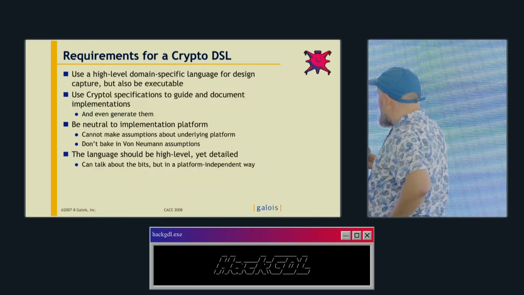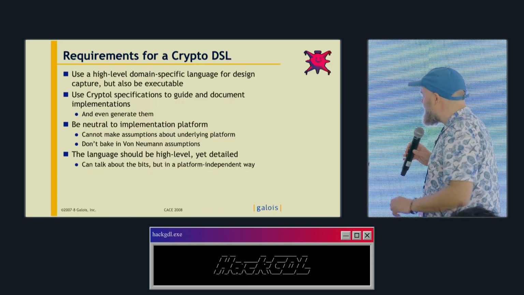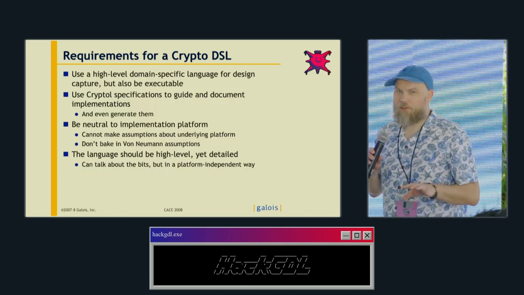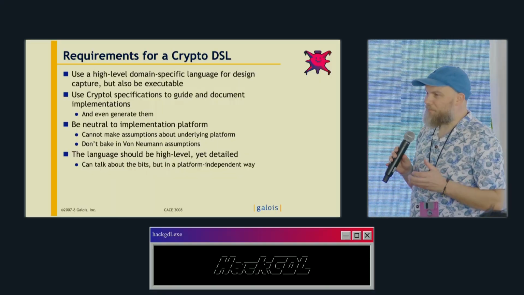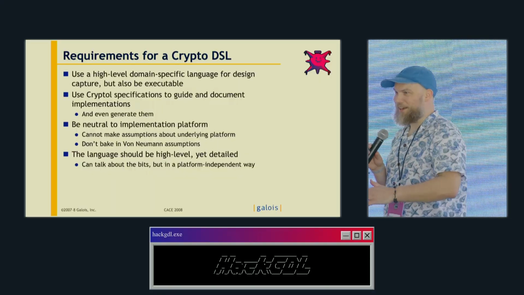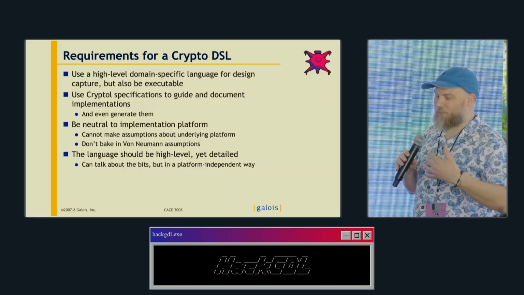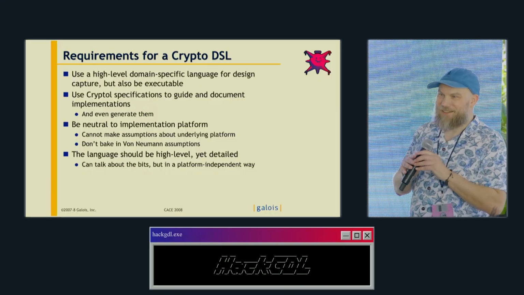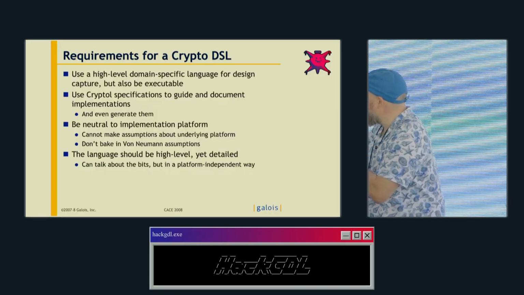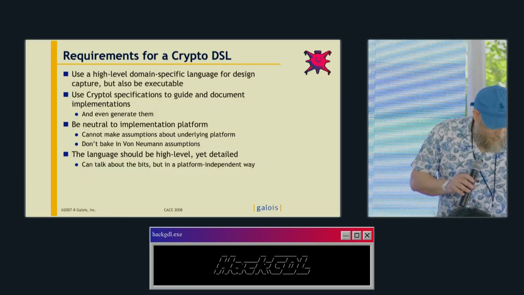And the language, of course, should be high level. But this is a tricky one. I talk a lot to cryptographers, and for them, a bit is something very high level. For me, it isn't. For me, a bit is something very low level. So there's always a kind of culture difference between formal methods and cryptographers. What this means is really that it should be high level from a cryptographic perspective.